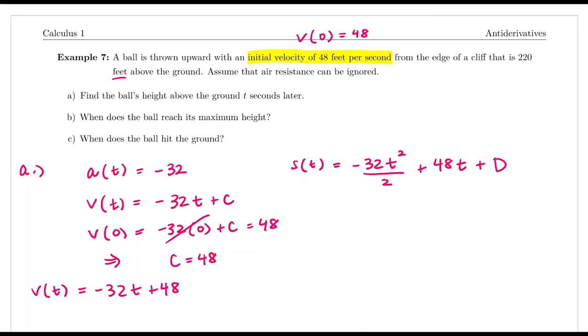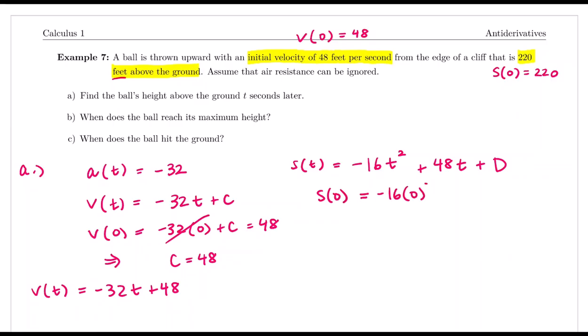Another thing we'd like to note is that it's 220 feet above the ground. That's where it's being thrown from initially, which means that our initial position or initial height is 220, which says s of 0 is equal to 220. This will help us to find our other constant of integration, capital D. Also, negative 32 divided by 2 is negative 16, so I'm just going to rewrite that.